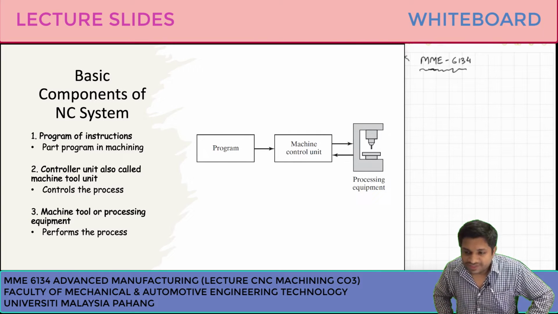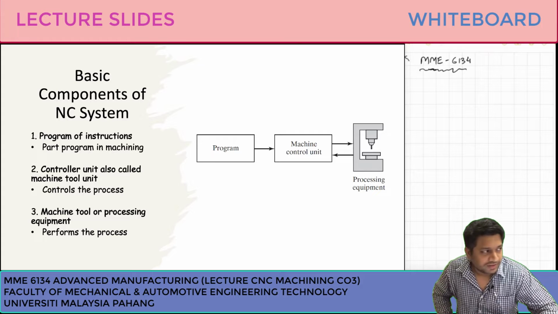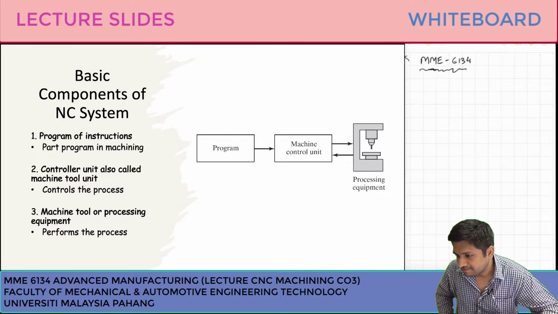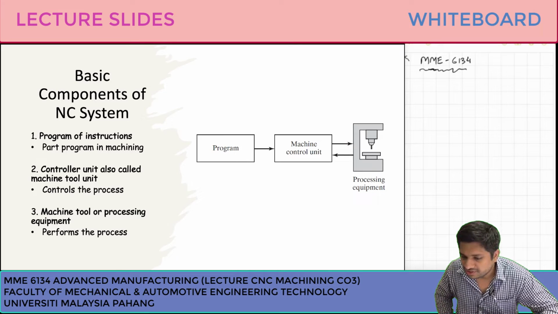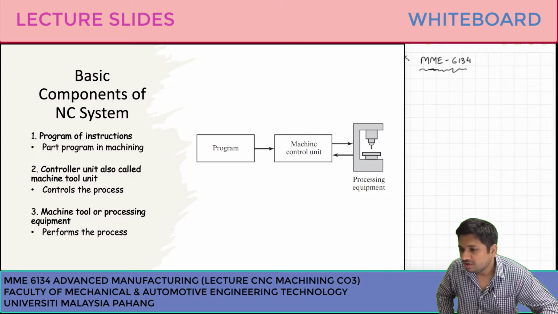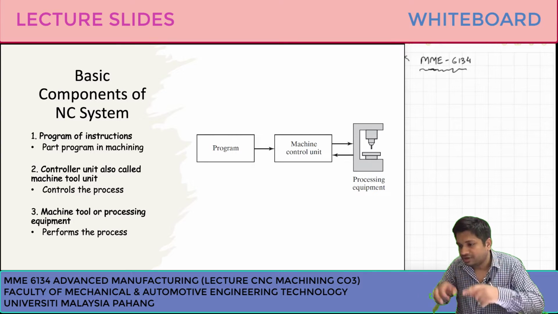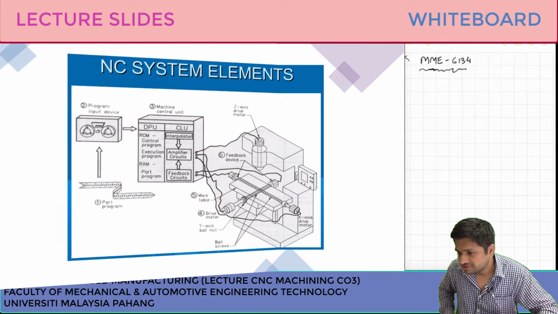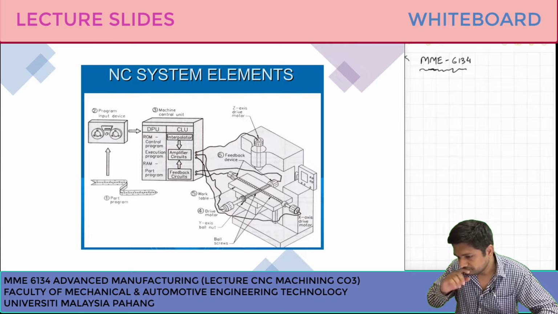So what are the three basic components of an NC system? Number one, as I said, is the program. Number two is the machine control unit, which controls the process. And number three is the machine tool or the machine itself. These are all combined in a single unit, and then what we get is a CNC machine or NC machine.